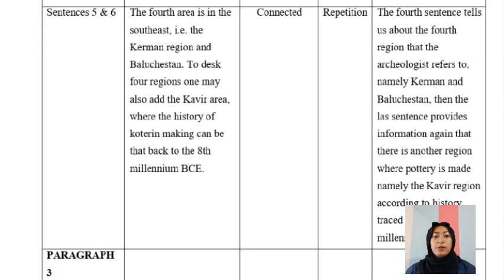Okay, move to sentences 5 and 6. It's connected because of the repetition again. The fourth sentence tells us about the fourth region that archaeologists refer to, namely Kerman and Baluchistan. Then the last sentence provides information again about another region where pottery is made, namely the Kavir region, which, according to history, is traced back to the 8th millennium BCE.